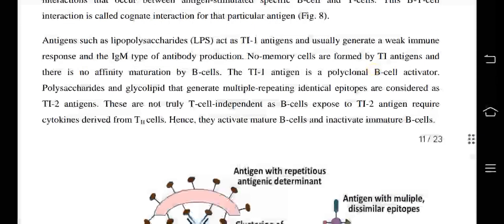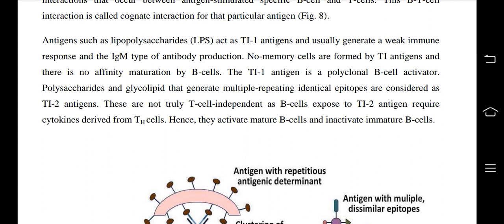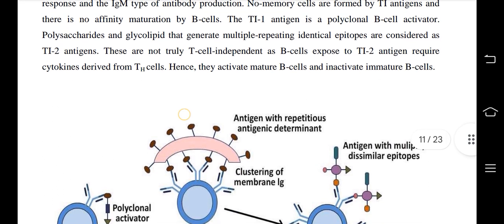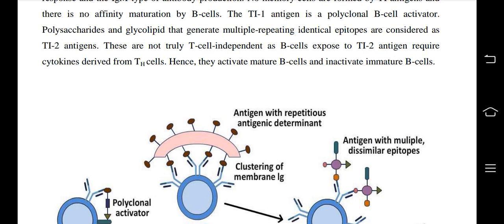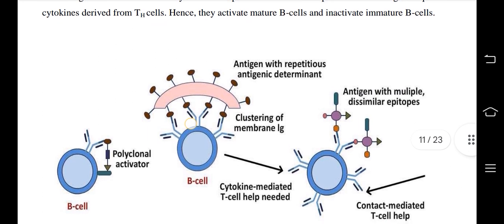Antigens such as lipopolysaccharides act as TI-1 antigens and usually generate a weak immune response and IgM type antibody production. No memory cells are formed by TI-1 antigens and there is no affinity maturation by B cells. The TI-1 antigen is a polyclonal B cell activator. Polysaccharides and glycolipids that generate multiple repeating identical epitopes are considered TI-2 antigens. They are not truly T cell independent, as B cells exposed to TI-2 antigens require cytokines derived from Th cells. Hence, they activate mature B cells and inactivate immature B cells.